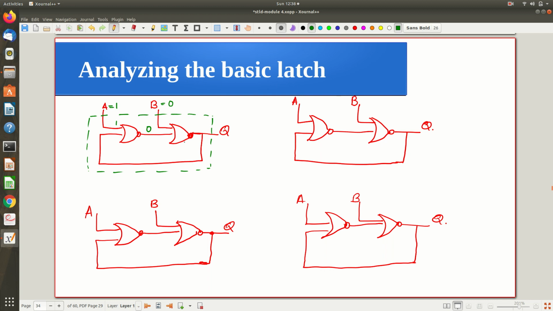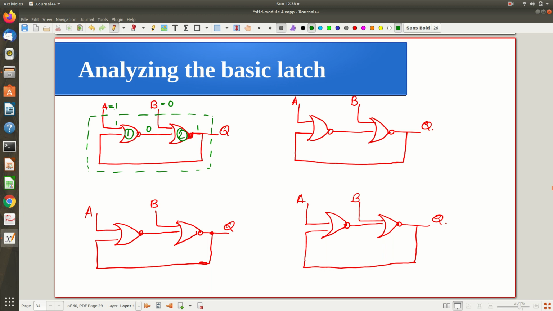Now for the second NOR gate, this is the first NOR gate, and this is the second NOR gate. For the second NOR gate, you can see both the inputs are 0. Both the inputs being 0 will give you what? You will get OR as 0 and this negation as 1. So here you will get a 1, and you can see that this is always retained in this state.